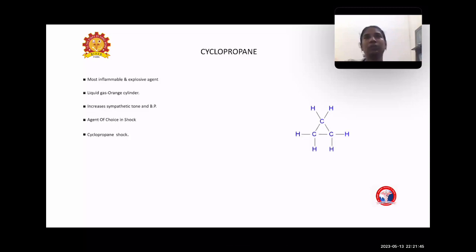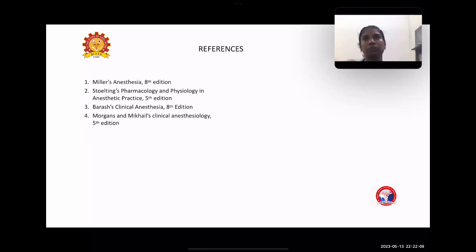Moving on to cyclopropane. It is an inflammable and explosive agent. It is a liquid gas which is stored in an orange cylinder. It increases the sympathetic tone and increases the blood pressure. It is the agent of choice for shock patients. It is cyclopropane shock. These are all the references.